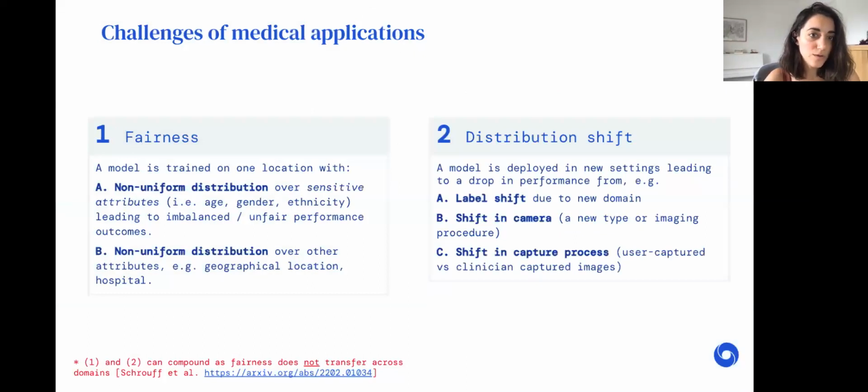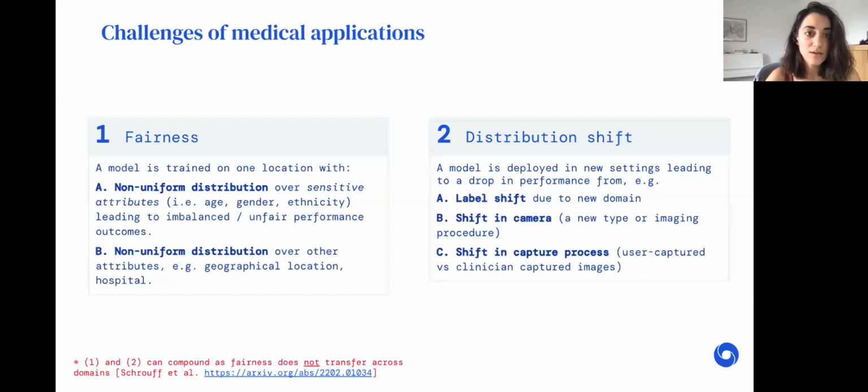So in this work, we consider the following two challenges in medical applications. One is fairness, and this arises as we may not or probably don't have a balanced distribution over sensitive attributes, for example, age, sex, ethnicity, and so on. But it can also arise because we don't always have equal representation of different geographical locations or hospitals, for example, that may have different acquisition protocols.